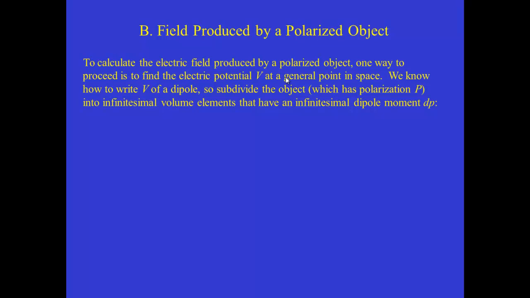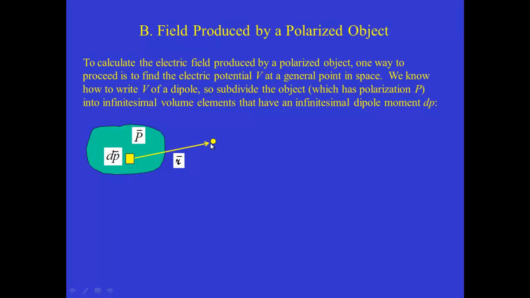So a polarized object can be regarded as a collection of many tiny dipoles. Remember that polarization is the dipole moment per unit volume. And so we can take an object that has a polarization, subdivide it into many small volume elements, each of which we can regard as having a tiny dipole moment. The collection of all of these dipole moments makes up the polarized object.